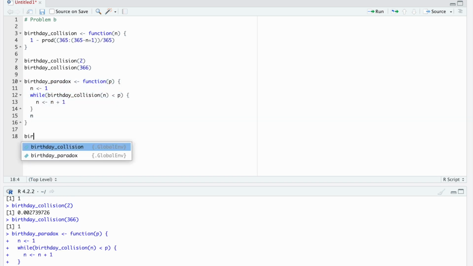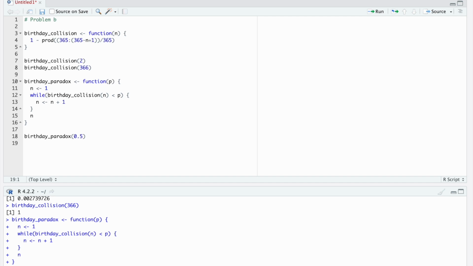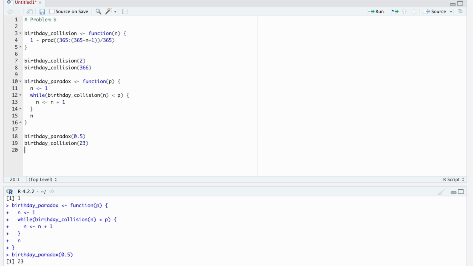What if I say birthday paradox of 0.5? I get 23 out. Okay, so that says that if we have 23 people in a room, then they're going to have a greater than 50% chance of having the same birthday. So let's check that with our other code. Birthday collision 23 better be bigger than 0.5, and it is. And birthday collision of 22 better be less than 0.5, and it also is. Okay, so that's a 0.5.